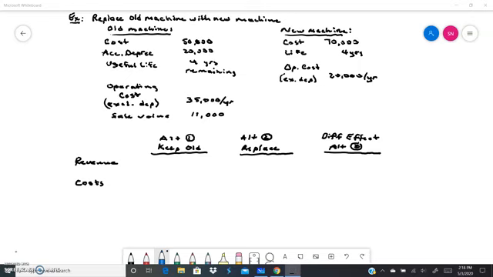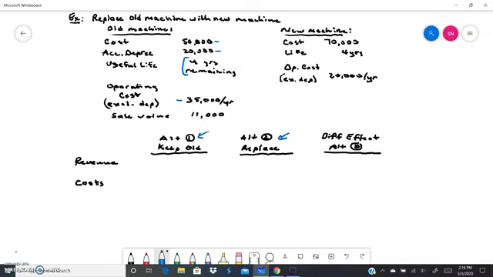We're going to have alternative one. We're going to have keep the old machine. Alternative two, replace it with a new machine. So here's some information on the old machine. It cost $50,000. It has accumulated depreciation of $20,000. It has a remaining useful life of 4 years. The operating costs per year, excluding depreciation, are $35,000. And the value of this old equipment, if we were to sell it, in the event we replace it with a new machine, we can get $11,000 for that old piece of equipment.